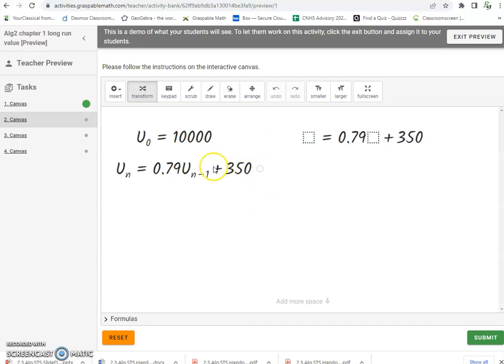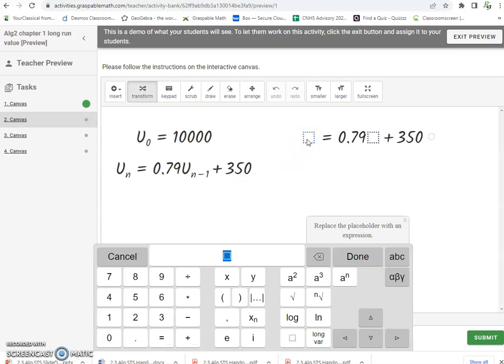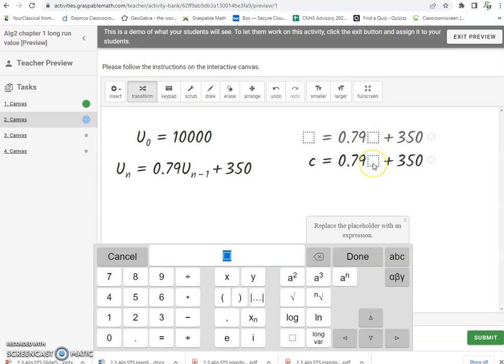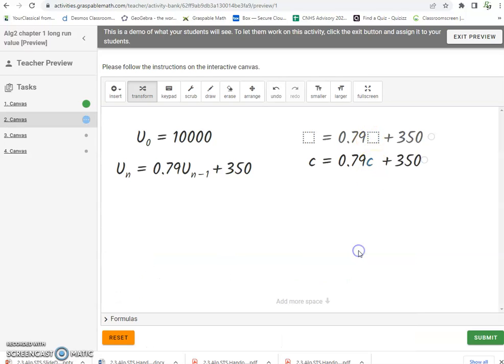All right, so the second problem, we're trying to figure out if I start with 10,000 and if I multiply by 0.79 and then add 3/5 repeatedly, what answer is this going to be approaching? So left click on the square, replace it with the letter C. And click on the square again, replace it with C. So we're trying to figure out, if I assume that U of n and U of n minus 1 are the same numbers, what number is this sequence approaching?